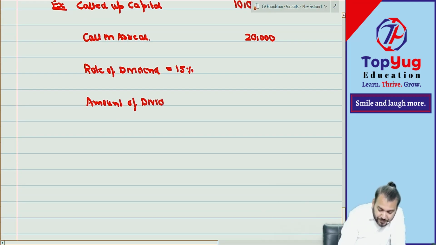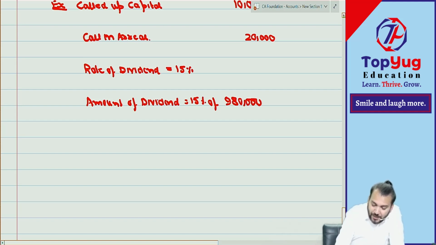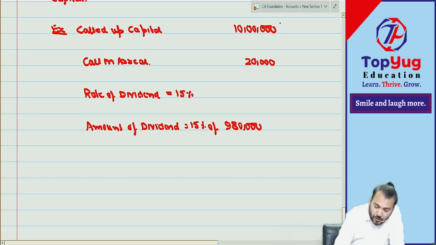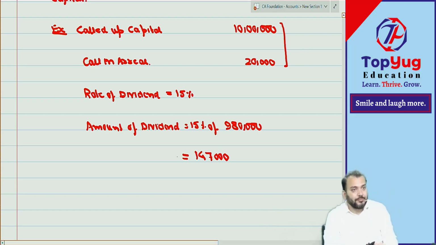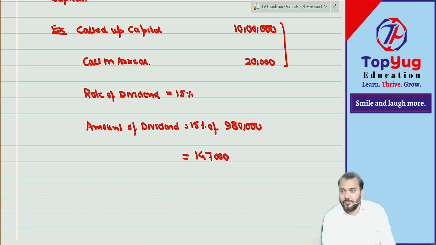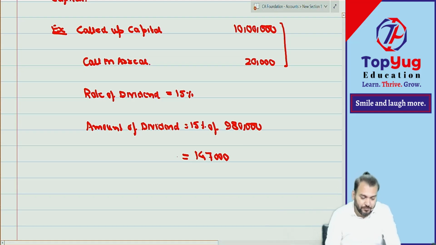Amount of dividend will be 15% of what? 9 lakh 80,000. So your paid up capital is 10 lakh minus 20,000. Understood this point? This will be how much? 1,47,000. This you have understood? Correct? Simple? Next point.